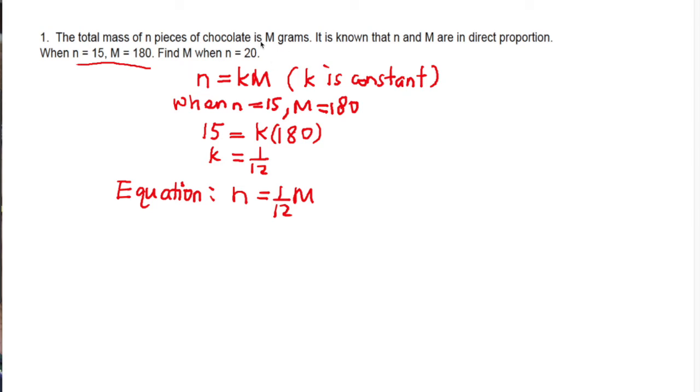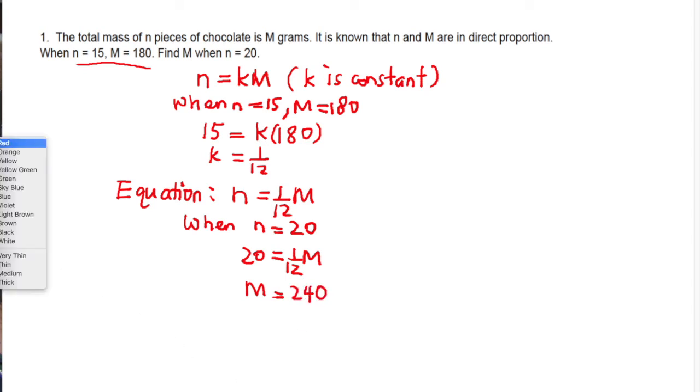The last part of the sum requires us to use this equation to find other values. When n is 20, 20 will be equal to 1/12 of m. We substitute 20 into the equation and we can find the value of m.